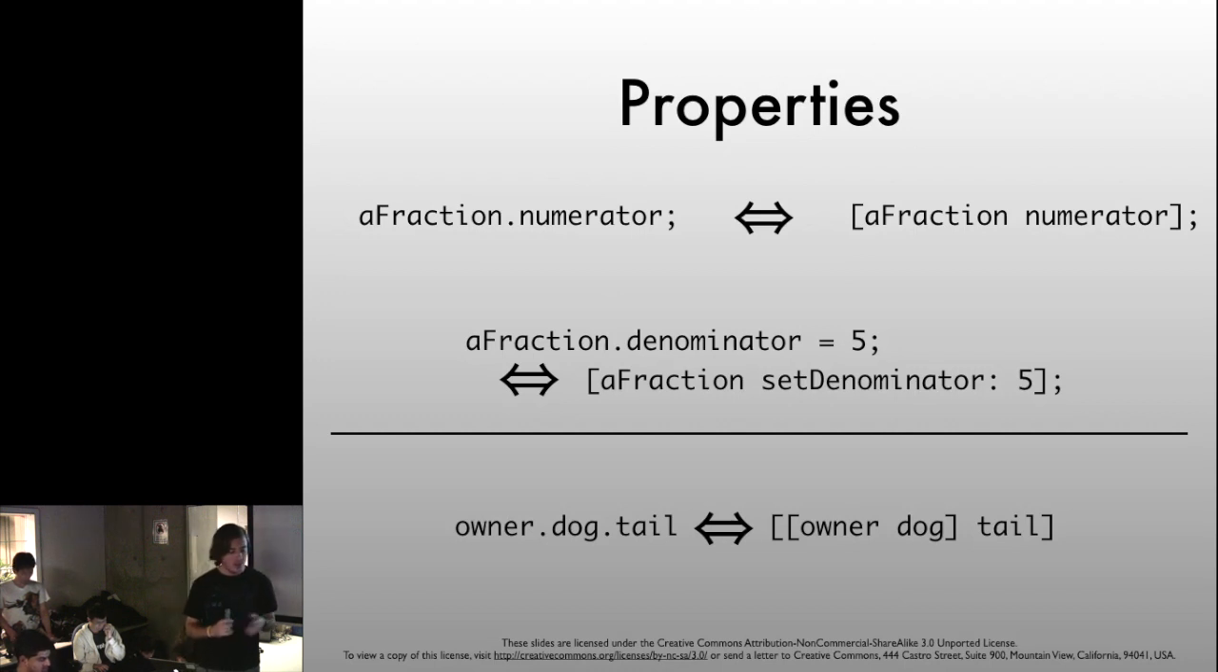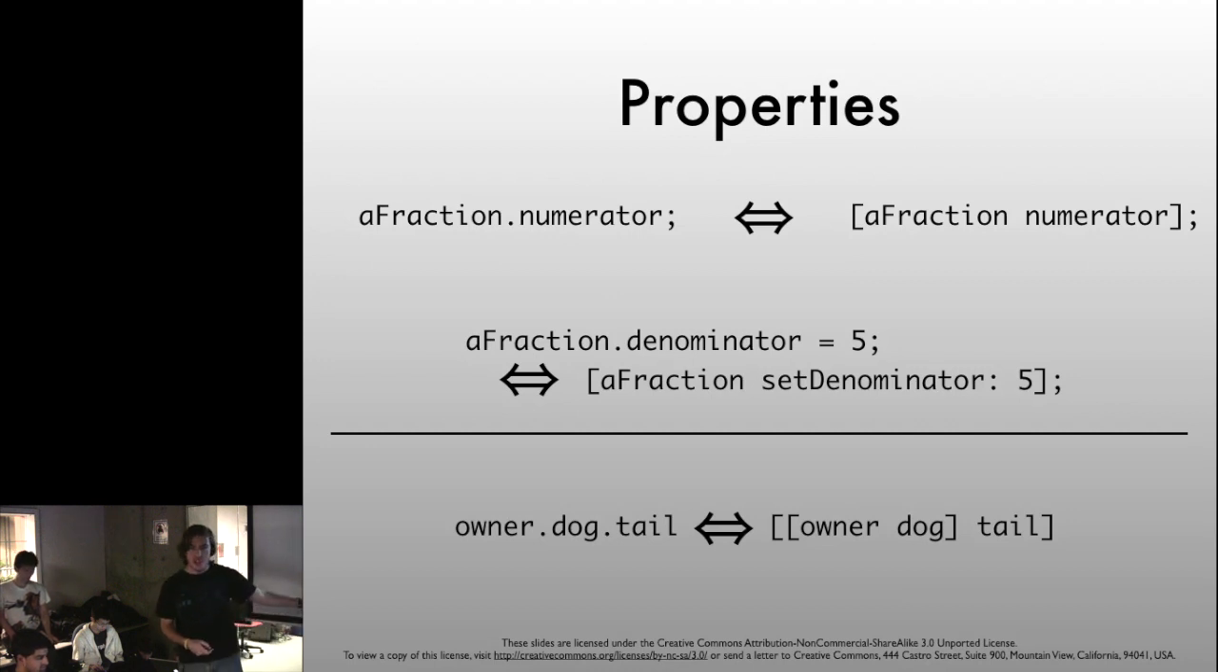For example, if we've declared numerator as a property and we want to get the numerator of an object, normally we would just say [aFraction numerator], calling the actual method on the fraction. Or we can use the property syntax to say aFraction.numerator, and that will return it. This effectively expands into that method call. Similarly, if rather than just getting the value, you actually assign to it, that will effectively expand into the setter call.